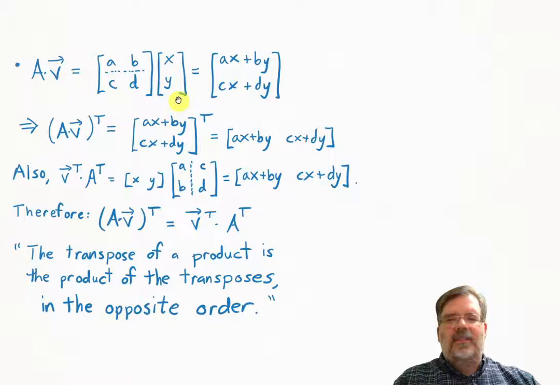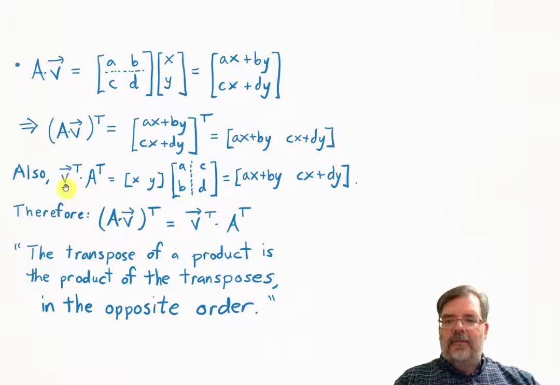Let's write V as x, y. And the matrix A, let's write that as a, b, c, d. When you calculate that out, you get ax plus by and cx plus dy. Now, if you have to calculate the transpose of that product, and calculating the transpose of that vector, you get a horizontal vector, right? A 1 by 2, ax plus by, then cx plus dy.